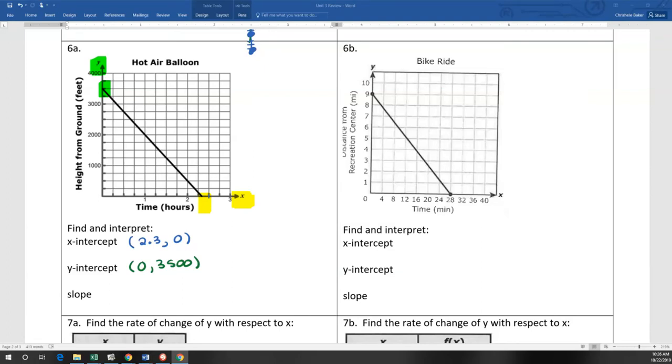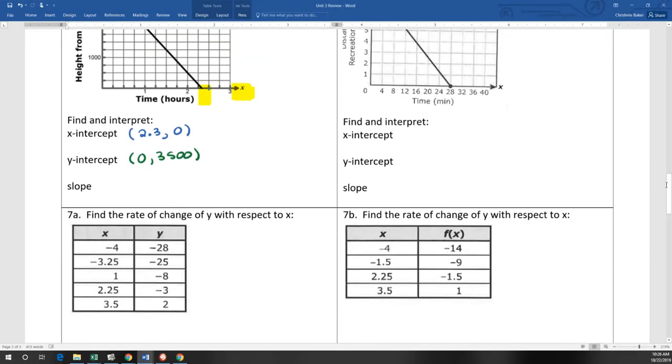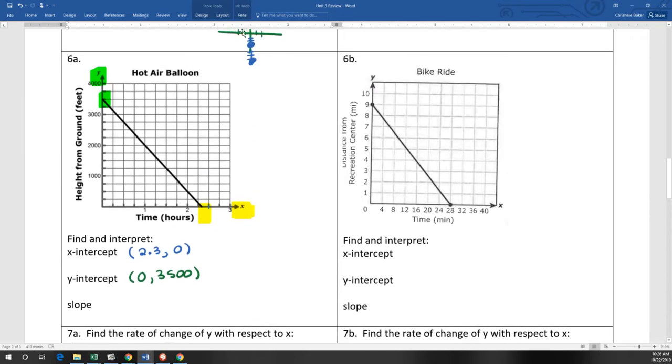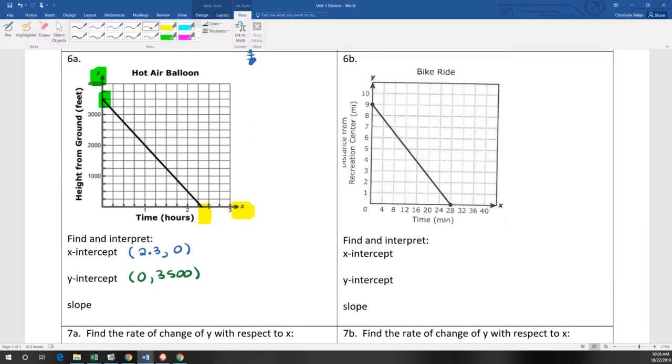Okay, so now that we found our x and y intercepts, we are going to interpret them. We are going to say what it means. So this graph is about a hot air balloon that we obviously know is going down because we can see our slope is negative.